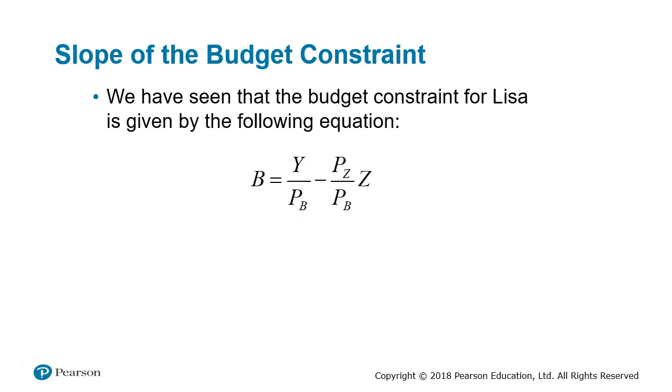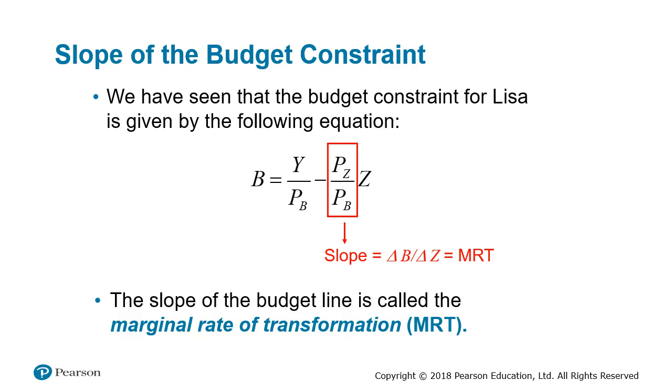From Lisa's budget constraint equation, we can also identify the slope coefficient, which is the negative of the ratio of the prices of the two goods. Remember, the slope is the change in the vertical over the change in horizontal, change in burrito over change in pizza consumption. The slope of the budget line is called the marginal rate of transformation, or the MRT. Don't confuse that with the MRS, which is the slope of the indifference curve.